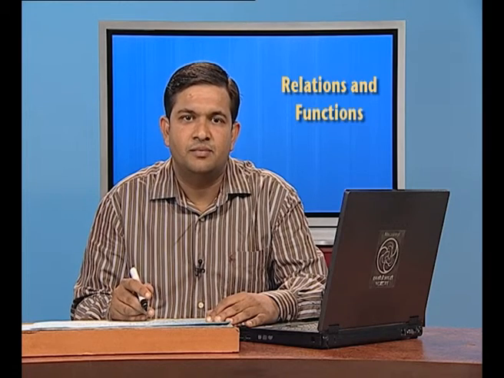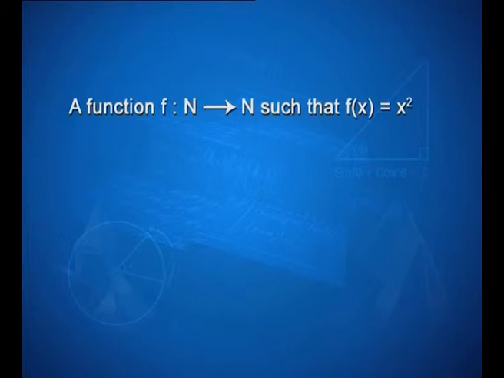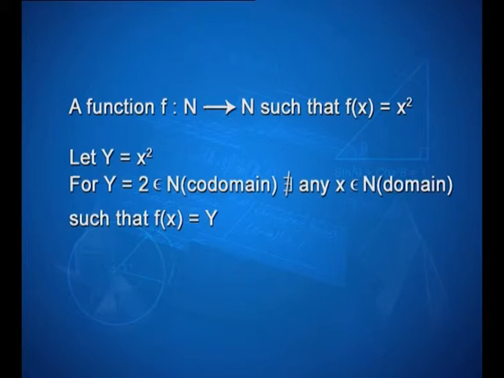Let us take another example. A function f from set of natural numbers to natural numbers such that f(x) equal to x square. So, for this we take y equal to x to the power 2. If we take y equal to 2 belongs to set of natural numbers, there does not exist any x belongs to natural numbers such that f(x) equal to y, means there does not exist any natural number whose square is 2. So, in this case we can say f is not an onto function.